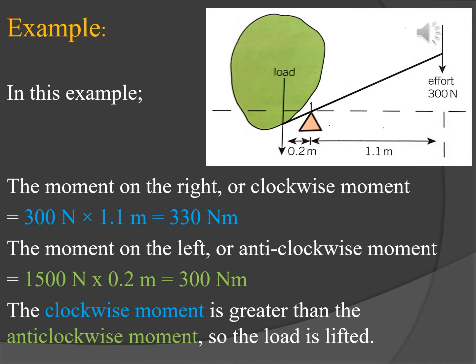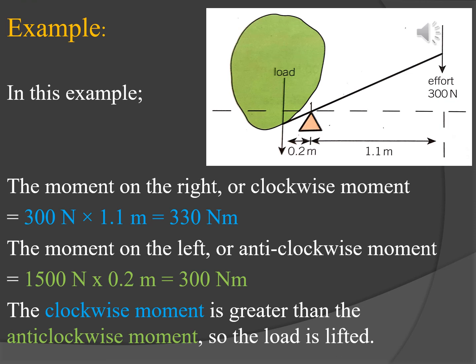Dear students, let's solve this example related with moments. In the given figure, the load is lifted with the help of the rod. By applying a force of 300 newtons, its distance from pivot is 1.1 meter. The value of load is 1500 newtons, while its distance from pivot is 0.2 meter.